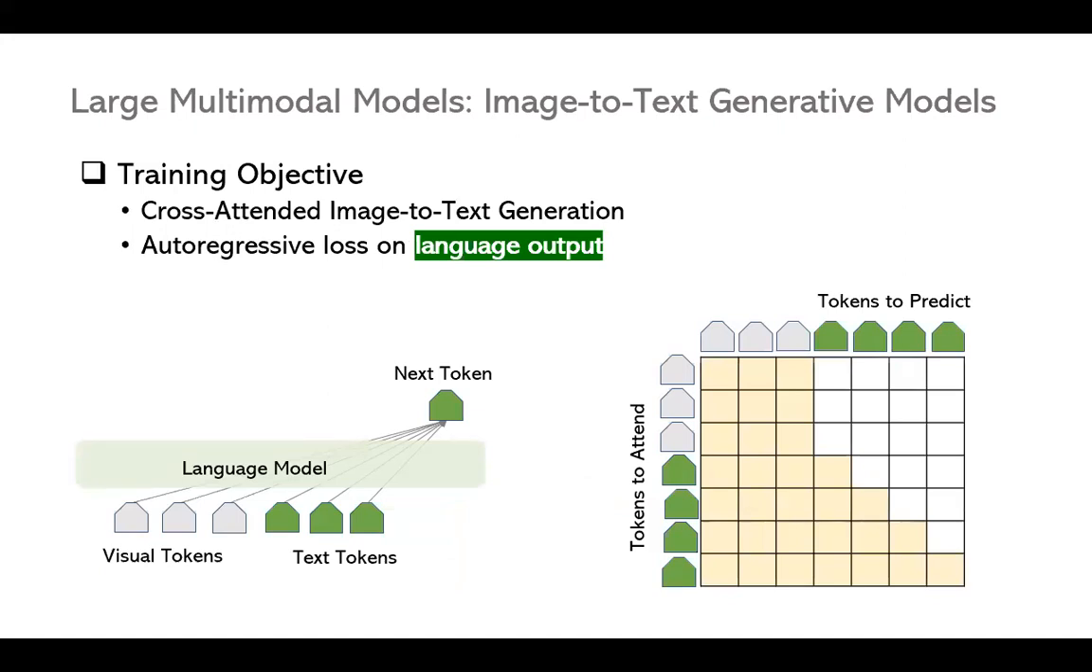In terms of training objectives, most of the models share the same training objective, which is autoregressive loss on the language output. And because all the models are built based on transformers, in terms of the attention map in the transformers, they are using the image-text attended generation map, meaning that all the image tokens attend to each other. And for the text part, the predicted text token will condition on all the image tokens and the previous text tokens. Oh, by the way, I'll share the slide deck later on our website, so that you can get the full materials later.